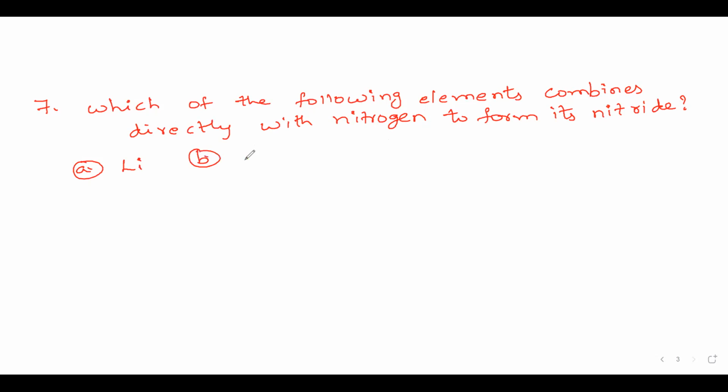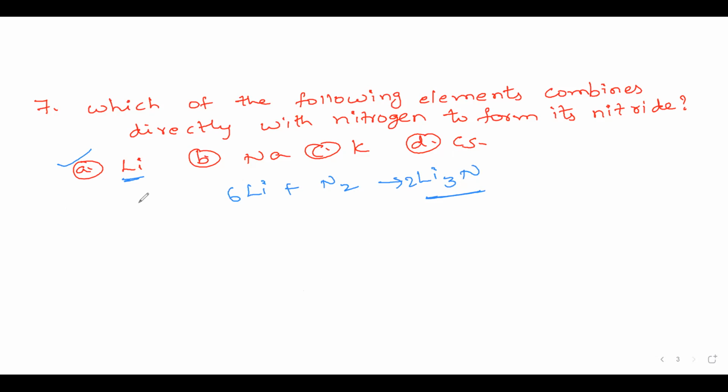Option B is sodium. Option C is potassium. Option D is cesium. So which element can combine easily with nitrogen? Already we know this is the answer. Lithium is the only element which can combine directly with nitrogen. Lithium combines directly with nitrogen from air and forms lithium nitride, Li3N, whereas other elements cannot. Next question, question number 8. Questions like these you'll get in the entrance examination, so please note down. Next question.